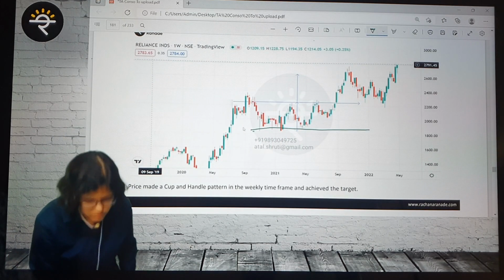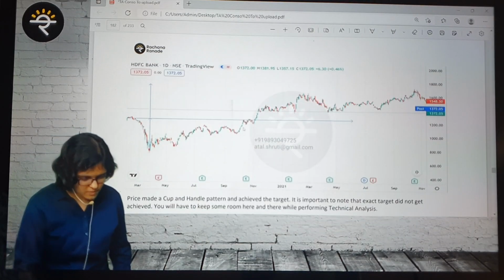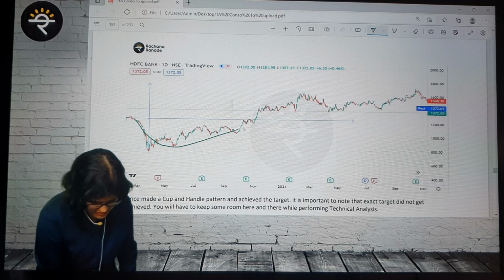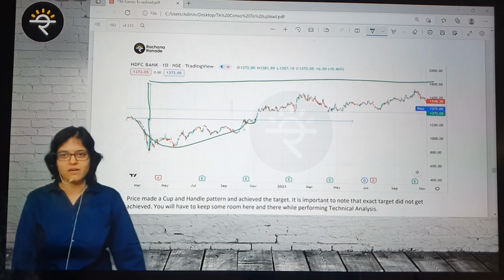Absolutely, this can also be a double bottom. Why not? Very true. You're getting it. Nice. HDFC Bank. Perfect designer cup. And then this liquid handle. And from here, 1, 2, this was not really met. It went more into a sideways trend. Maybe because the cup was too designer, it never hit it.